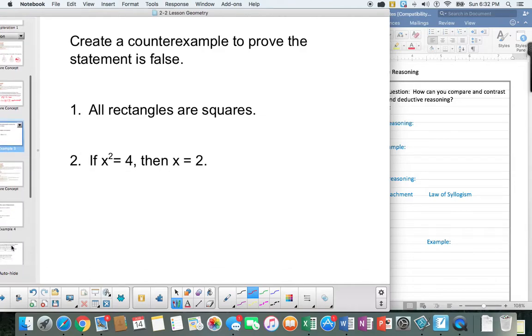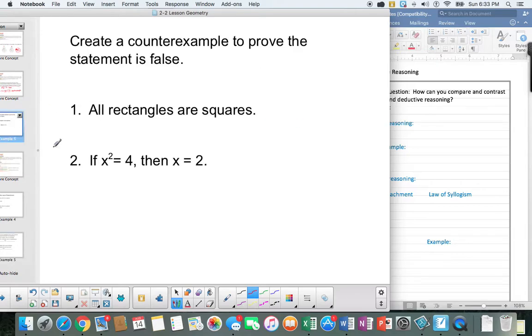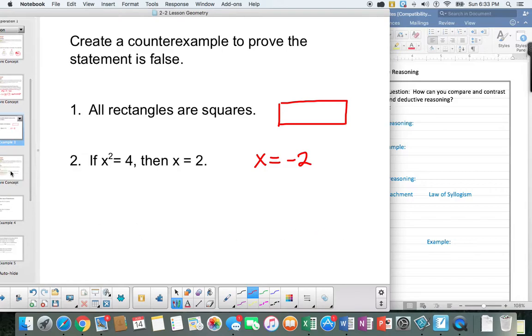Okay, so let's go ahead and practice finding a counterexample. All rectangles are squares. So I'm going to draw a picture of a rectangle that is not a square. Okay, so here is a rectangle. This is a counterexample. I'm showing you can draw a rectangle and it makes the sentence incorrect. All right, I want to have a counterexample here. Now, if x squared is equal to 4, then x is equal to 2. And my counterexample is x could be negative 2. It doesn't have to be 2. It could be negative 2. So both of those are counterexamples.